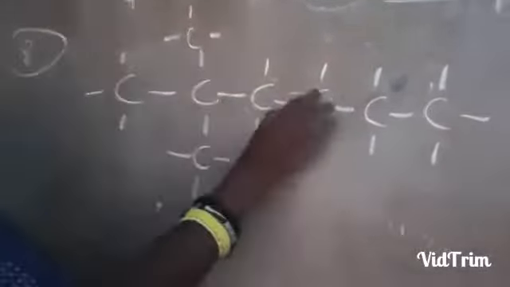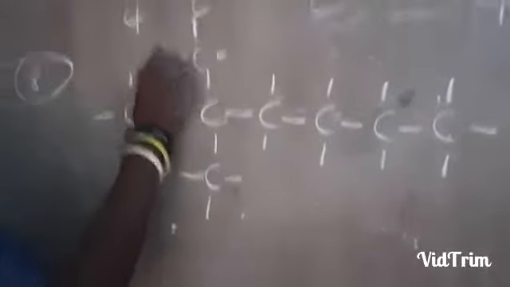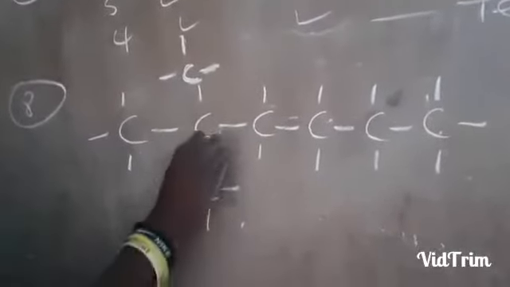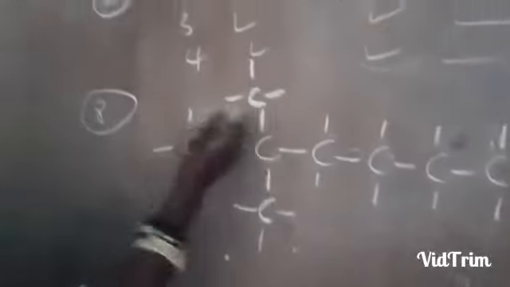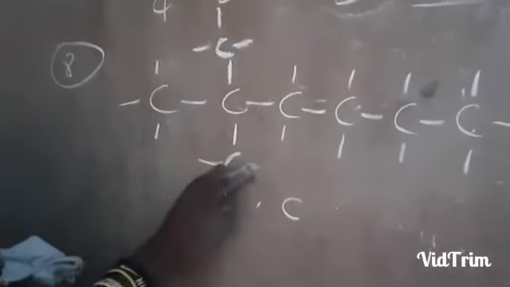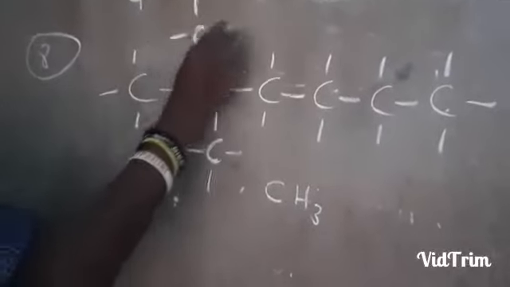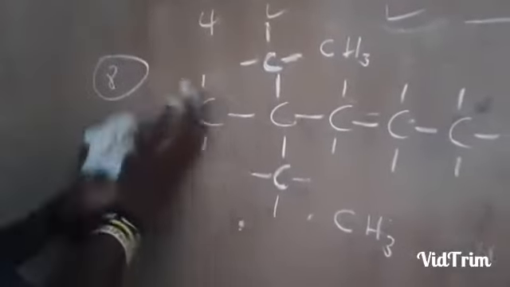We are considering this to be the longest continuous chain, 1, 2, 3, 4, 5, 6. That happens to be the longest continuous chain. If it is the longest continuous chain, any other one you see attached is a branch. Therefore, this one here is a branch. This again is a branch. This one is 1 carbon atom with 1, 2, 3 hydrogen atoms. This one again is 1 carbon atom with 1, 2, 3 hydrogen atoms. So they are similar, they are the same. Now these branches are very close to this end.